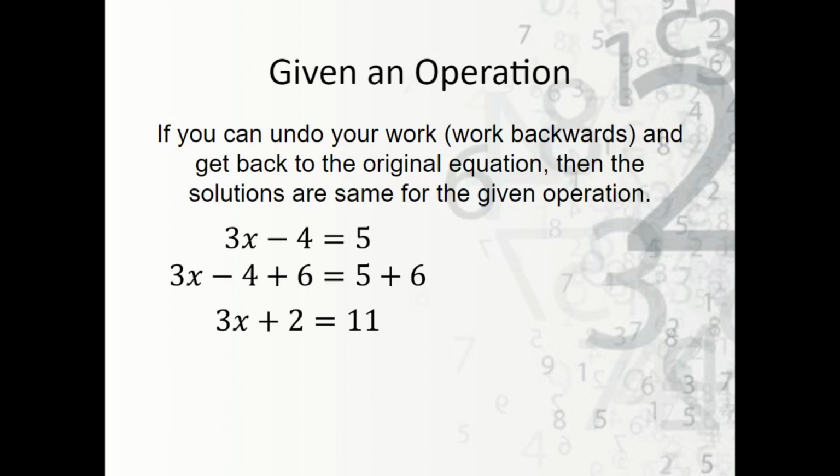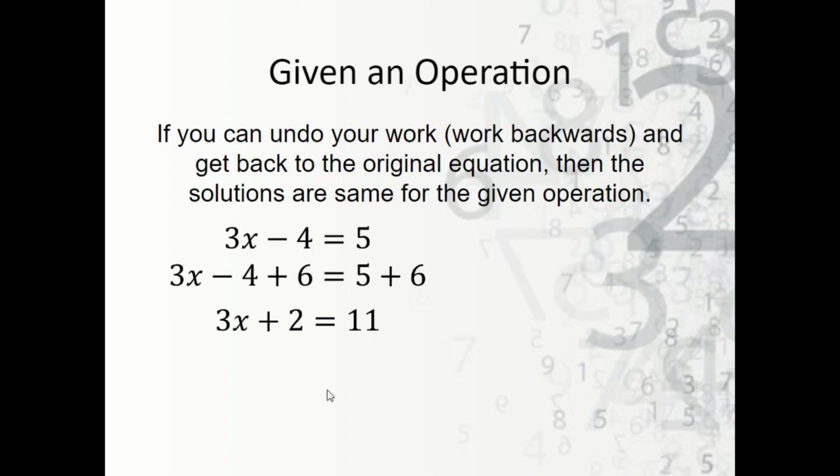Let's look at the other example we had. On the previous one we couldn't undo the work because the 0 screwed everything up. It made it so that any value could be in there for x and it would still be true, instead of just being 3 as our answer.